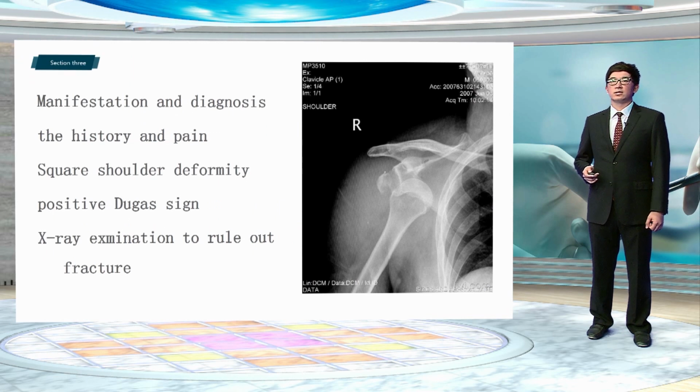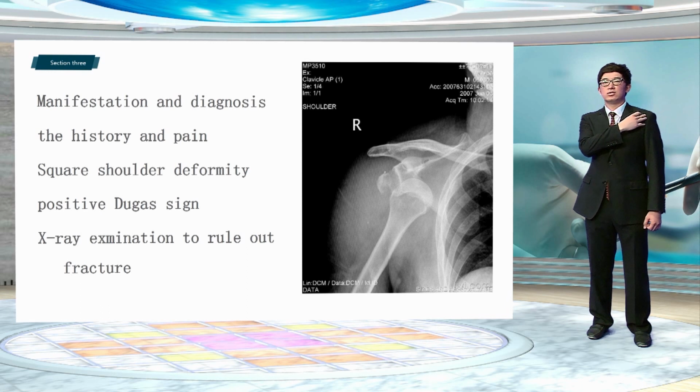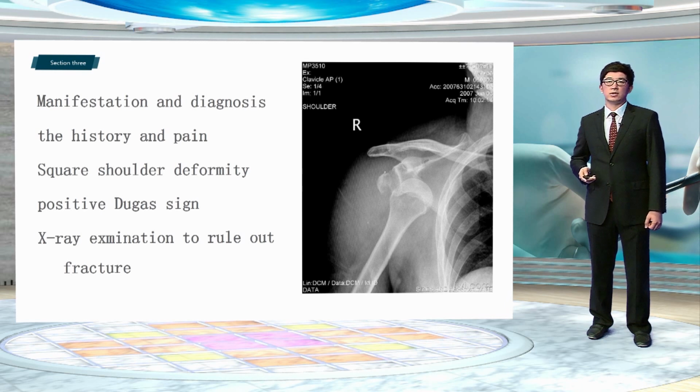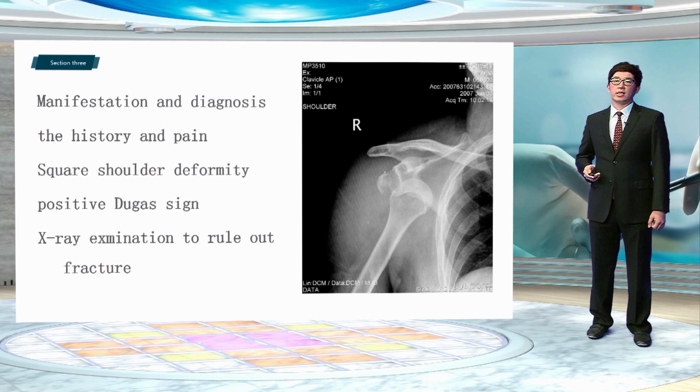For the manifestation and diagnosis, we can make the diagnosis according to the history and pain. The shoulder will show a square shoulder deformity. And here is a very important concept called Dugas sign. When the patient has a dislocation of the shoulder, we ask the patient to put his hand on the other shoulder. If he cannot touch his elbow to the chest, then we say that the Dugas sign is positive. We can use the X-ray examination to rule out fracture.